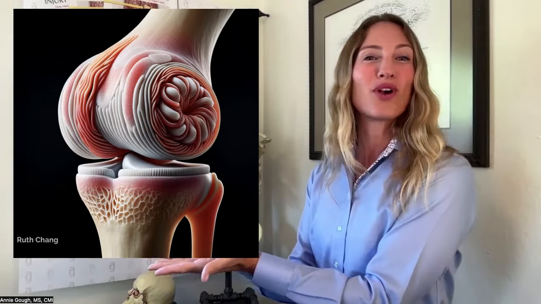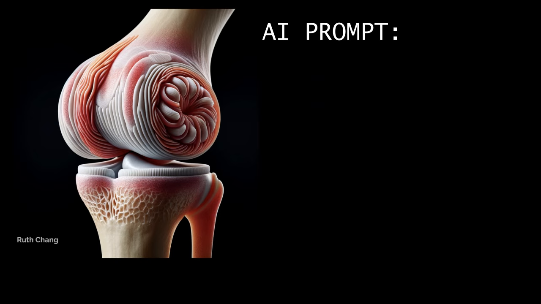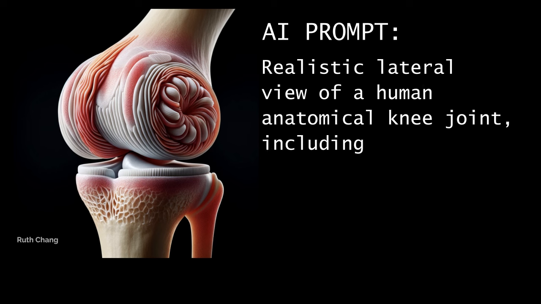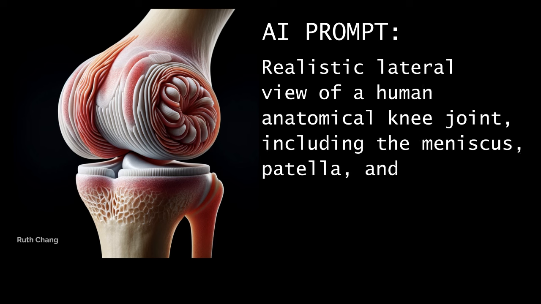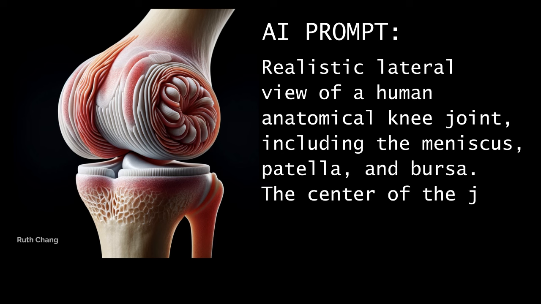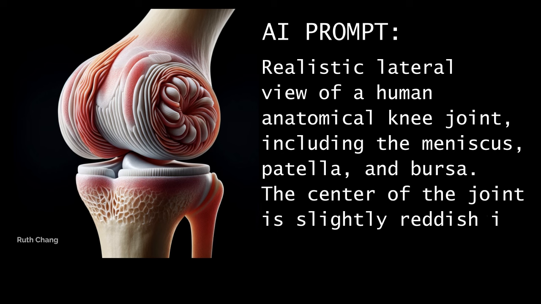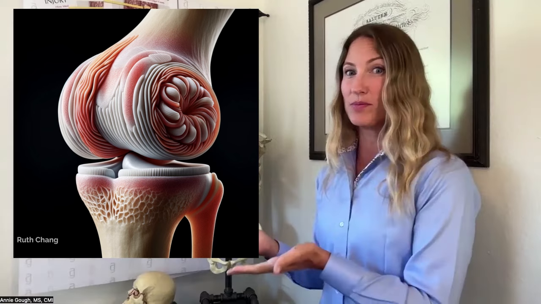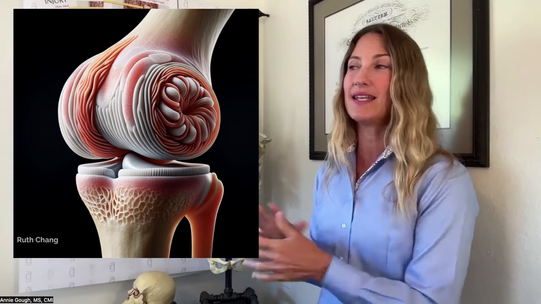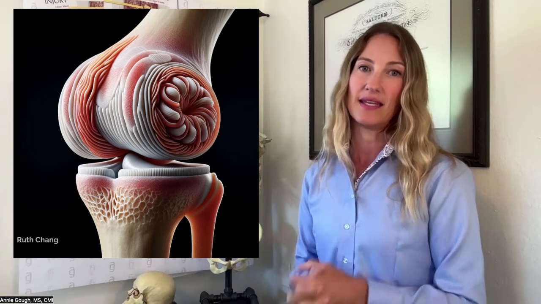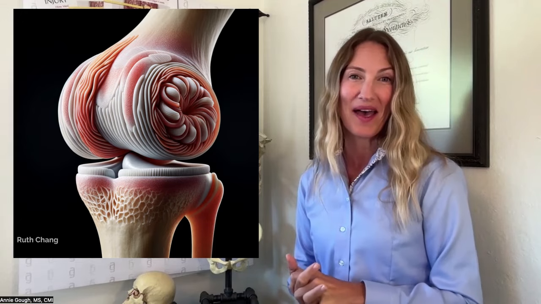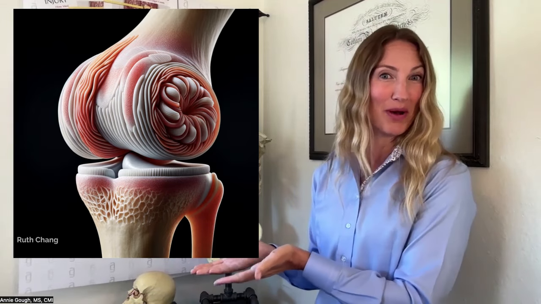Ta-da! Her prompt for this image was a realistic lateral view of a human anatomical knee joint, including the meniscus, patella, and bursa. The center of the joint is slightly reddish in color, indicating inflammation. Well, there is no patella, and none of this anatomy is anatomically correct to a human or a dog or a horse. I can't help it, but I like to call this the bum wheel.